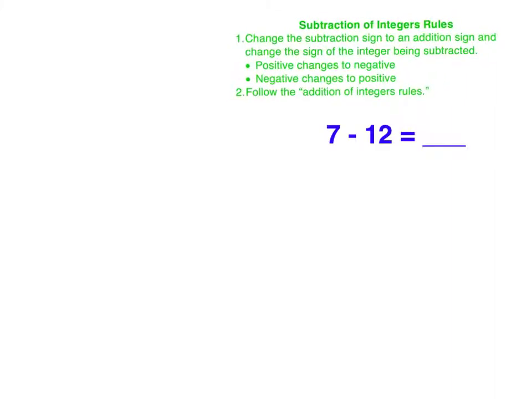The first problem we're going to work is 7 minus a positive 12. We're going to start with step 1, change the subtraction sign to an addition sign, and change the sign of the integer being subtracted. Since we're subtracting a positive 12, positive is going to change to negative. So we're going to have 7, and instead of a minus, we're going to have a plus. And instead of a positive 12, we're going to have a negative 12.